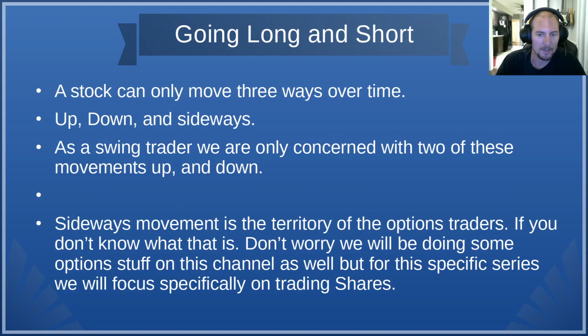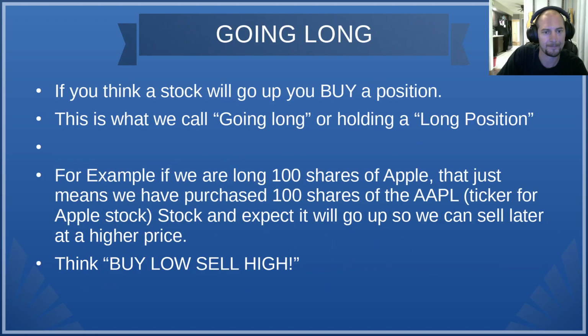So a stock can only move three ways over time: up, down, and sideways. As a swing trader, we're only concerned with two of these movements, and that is up and down. Sideways movement is the territory of the options traders. If you don't know what that is, don't really worry about it. We'll be making some options videos, I'm sure, in the future once we finish this swing trading course. But for this specific course, we're going to focus only on swing trading shares.